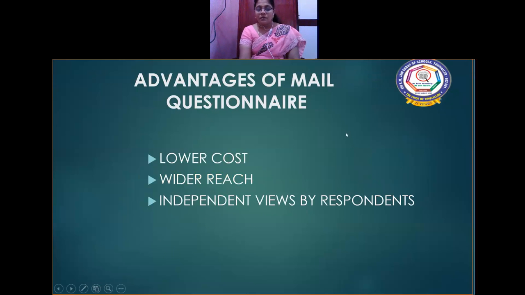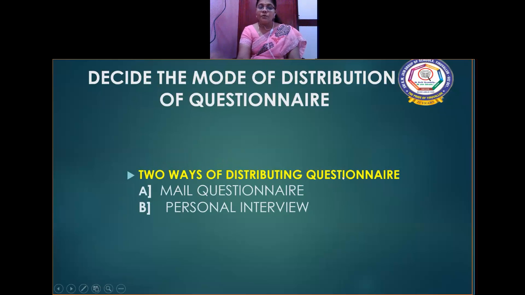First one, I told you two ways of distributing a questionnaire. The first is the mail questionnaire. What is meant by mail questionnaire? If the enumerator sends the questionnaire through post, then that type of data collection is called the mail questionnaire method. And a personal interview means the enumerator contacts the respondent directly, either face to face or through telephone. Such an interview is called the personal interview method. So the statistician can follow either the mail questionnaire type or the personal interview type, and both have their advantages.